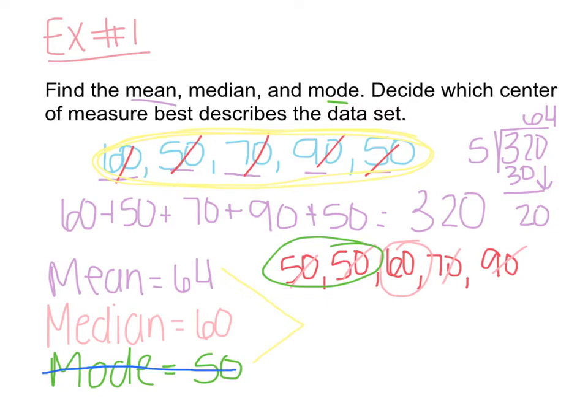But since we're only choosing one, I would say the mean is the best description because 64 would be right around this area if we're looking from least to greatest. So it gives us a good idea between our lowest number, which is 50, and our highest number, which is 90. 64 is the closest to the middle of those two numbers. So our mean is the best description of our data.